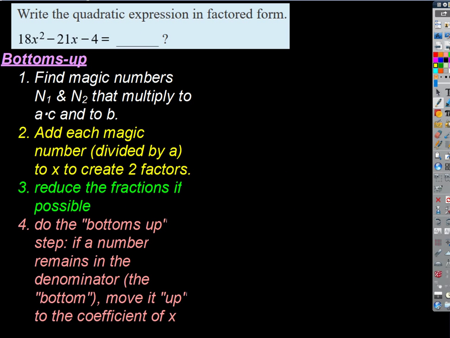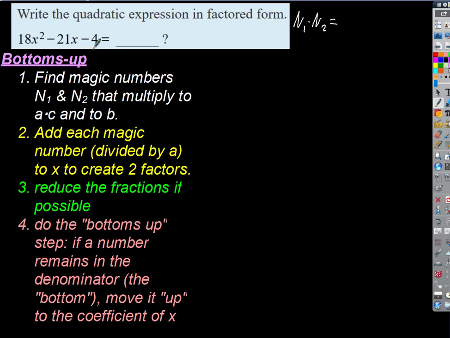In this case, a is not 1, and so we do have to worry about it. So we've got to find these magic numbers, part 1. n1 times n2 has to equal whatever 18 times negative 4 is. It's got to be the product of a and c.